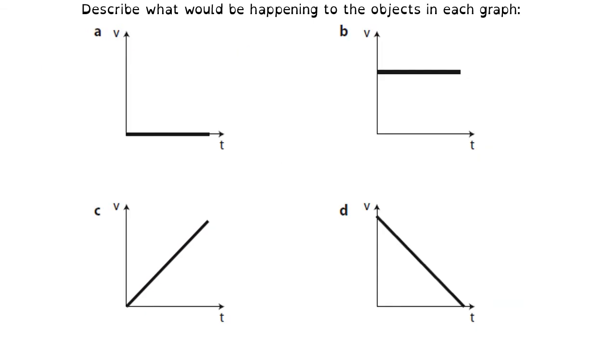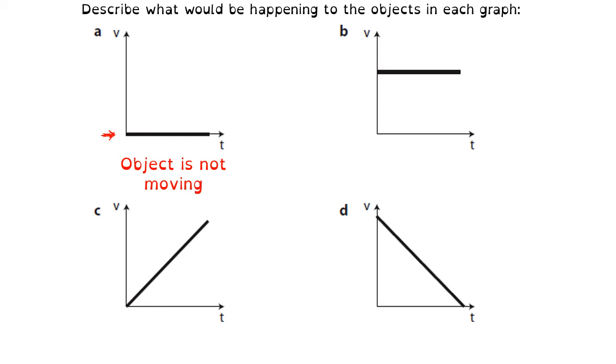So here are the 4 graphs. I've just moved them into the centre so they're a bit neater. In the first graph, we can see that the velocity is staying the same as time increases. And we can be a bit more detailed and say that the velocity is 0. So what's happening in this graph? The object is not moving. As time progresses, the velocity is 0. Velocity is speed in a particular direction, so there is no speed, there's no velocity, there's no movement here.